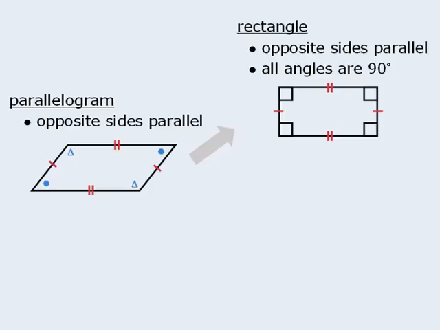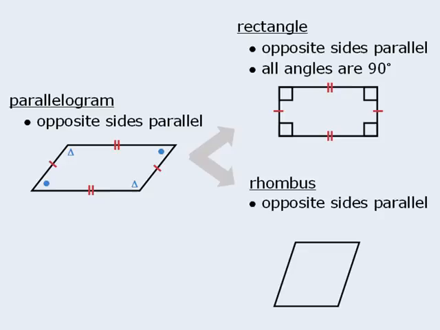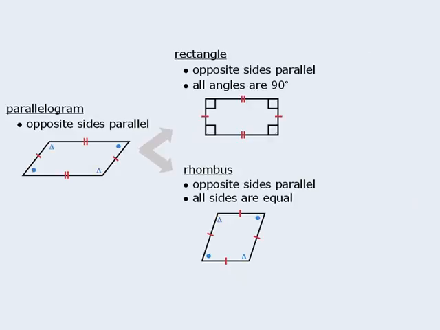Now another type of parallelogram is a rhombus. A rhombus is a type of parallelogram because its opposite sides are parallel, its opposite angles are equal, and its opposite sides have the same length. In fact, the opposite sides are not only equal, but every side is equal. So a rhombus is a type of parallelogram that happens to have four equal sides.